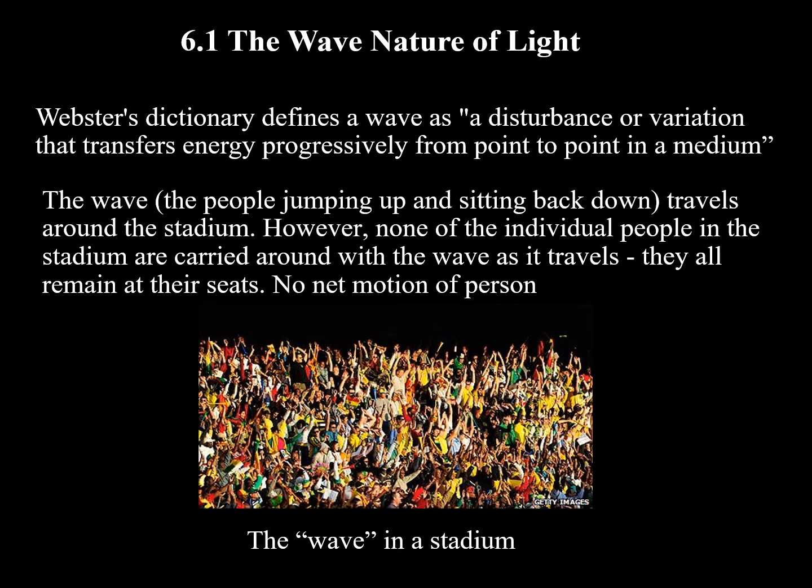Wave nature of light. Webster's dictionary defines a wave as a disturbance or variation that transfers energy from one point to another in a medium. One way to think of it is a wave in a large audience: the wave travels around the stadium, but if you look at each individual person in the stands, all they're doing is going up and down. So there's no net motion for the particular person.